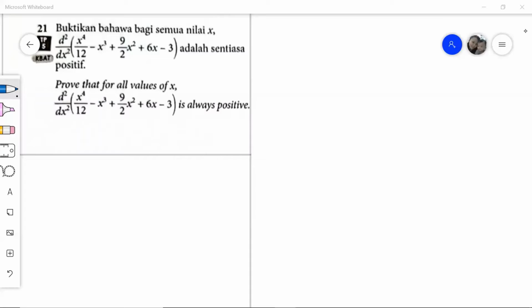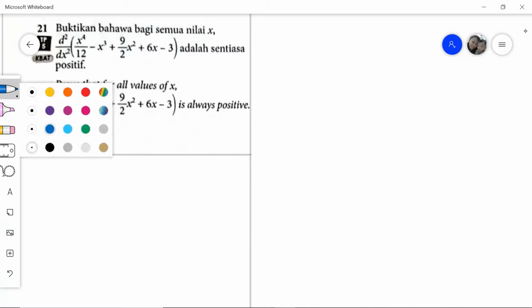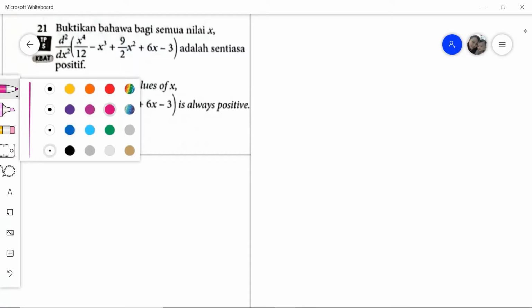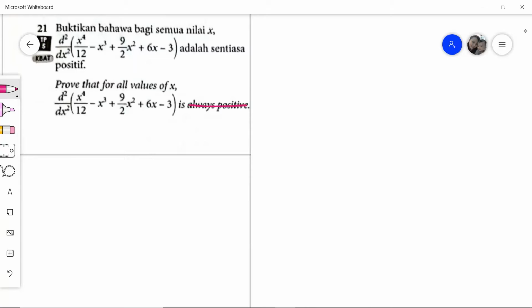Hi everyone, this is question number 21 in chapter 2. We have to prove that the second derivative of the expression given is always positive. I think I have to do some correction to this question. It's always positive. It should be is never negative. Okay, you just need to change to this.